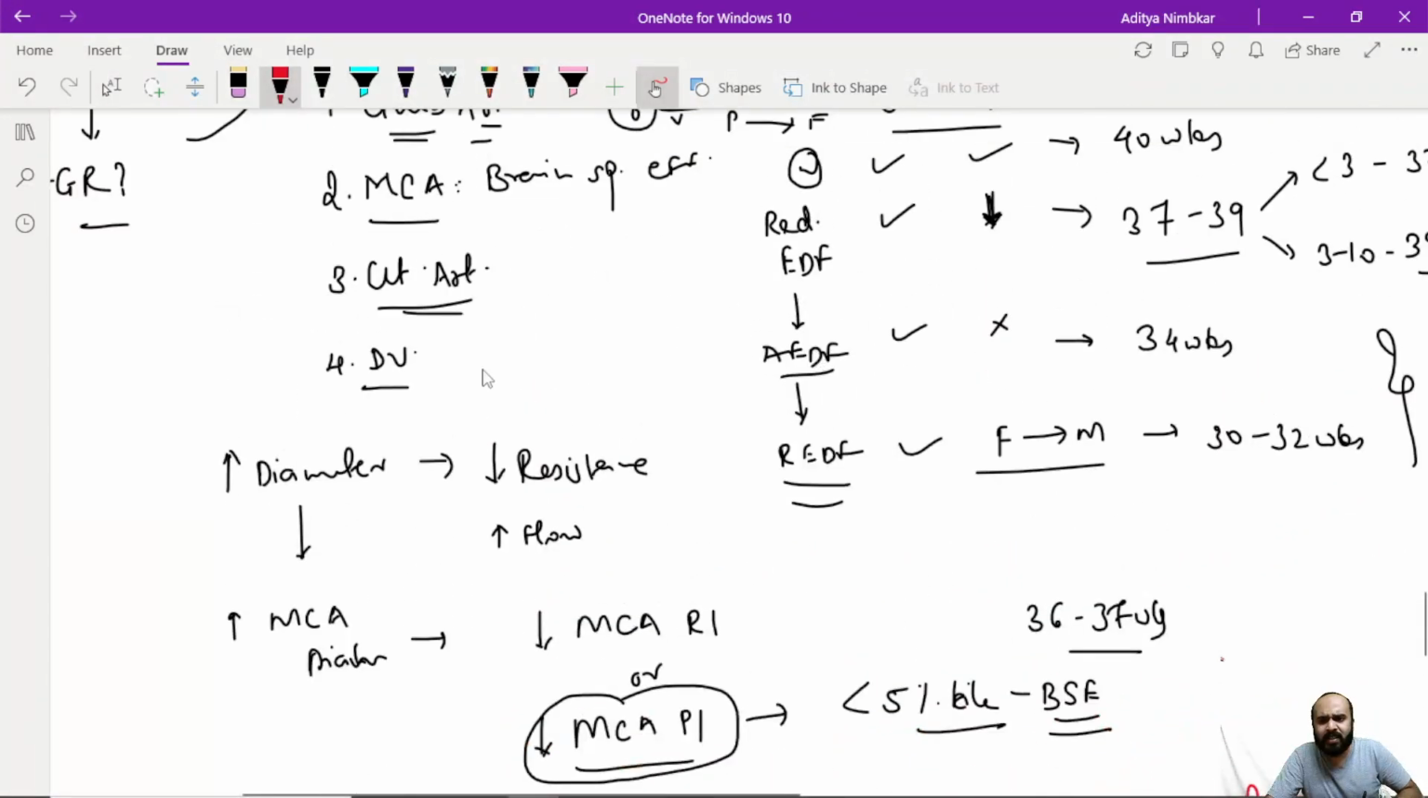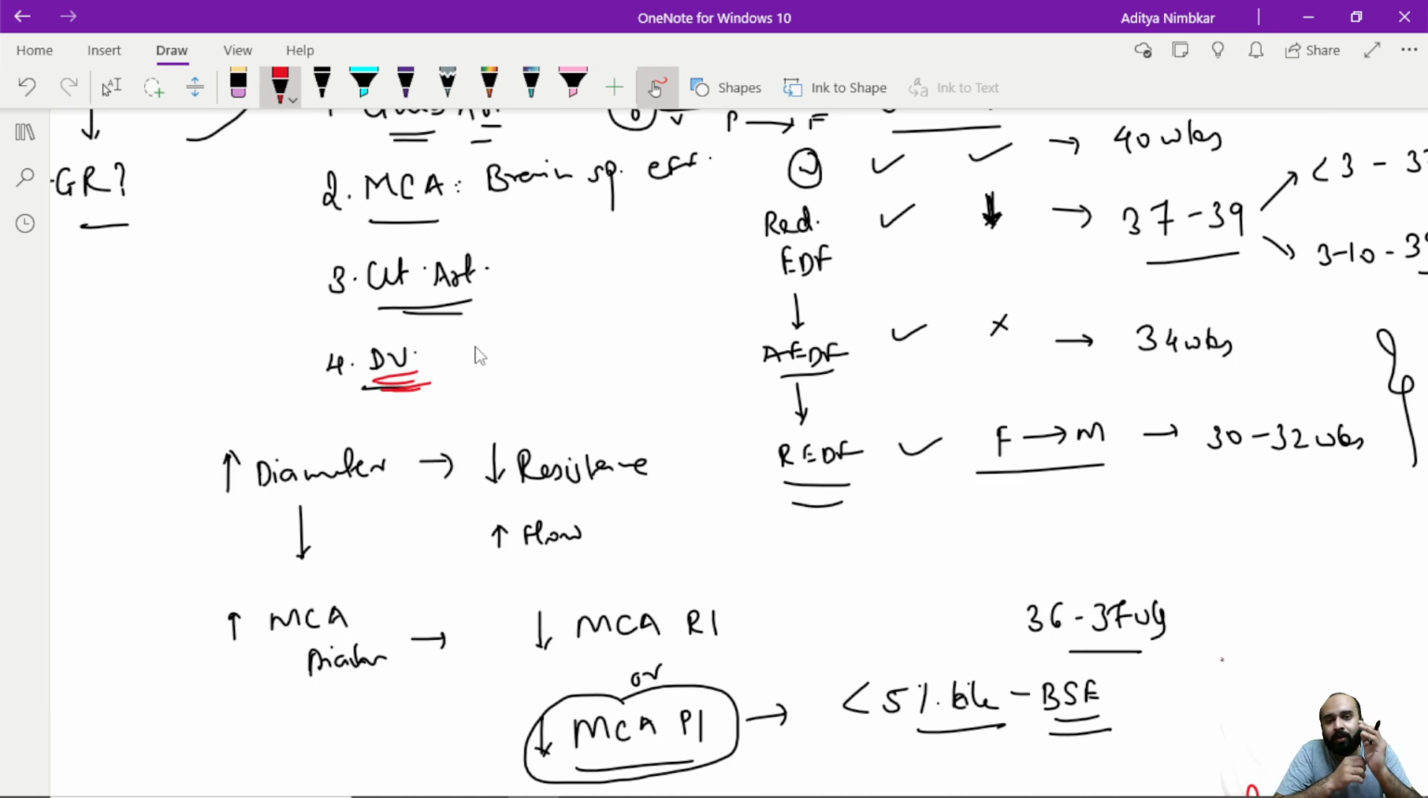Lastly, you have your ductus venosus. So ductus venosus is one of the last vessels in which the blood supply is going to be completely deranged. Whenever a fetus has reversal of end diastolic flow in umbilical artery, after that you have to check the ductus venosus. If there is a reversal in ductus venosus as well, then the baby is about to die within the next hour or so.